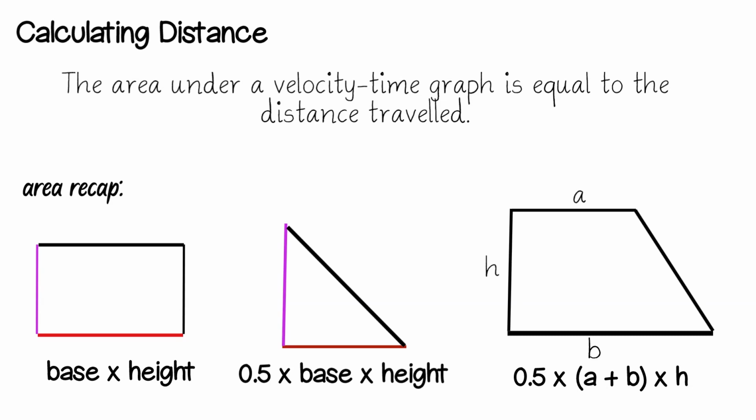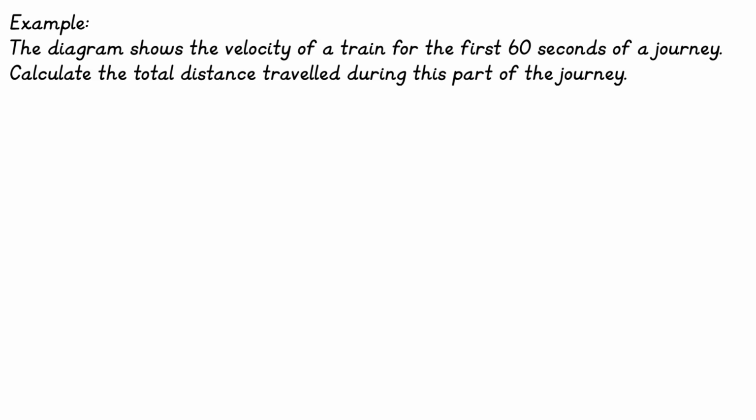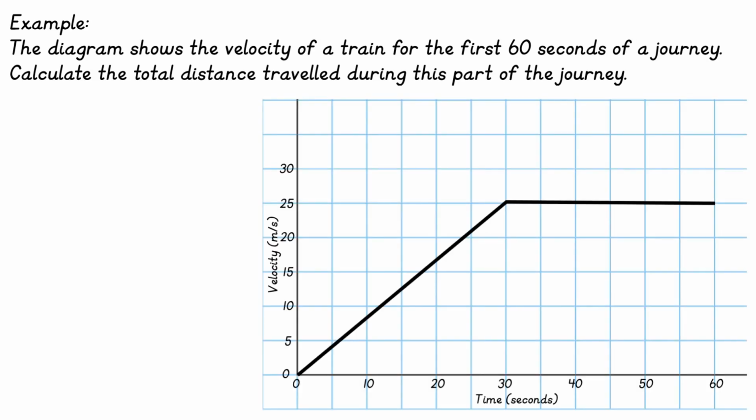So if we look at this next example, it shows you how to find the distance. The diagram shows the velocity of a train for the first 60 seconds of a journey. Calculate the total distance travelled during this part of the journey. Now I could, because I know it's going all the way to 60 seconds, do a dotted line at the end and produce a trapezium. If you find that you've forgotten how to find the area of a trapezium, you can also divide the shape into two bits, so a triangle and a rectangle. I'm going to label these two A and B, just so I can split up my working out. So let's find the area of A first.